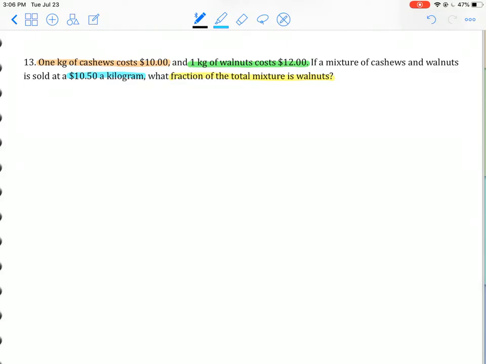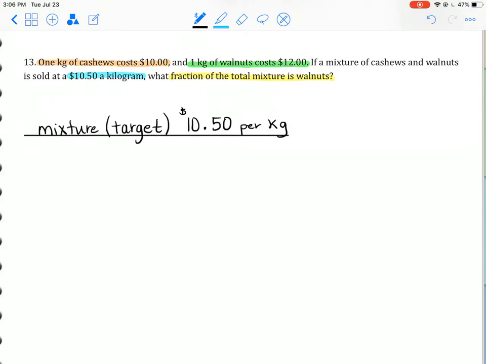So the mixture that we want to purchase, and I'm going to call that the target just because that's how I learned these, is $10.50 per kilogram. So this is a unit rate. That's just from the problem. That's the blue part of the problem. So right there is just that blue piece of information.